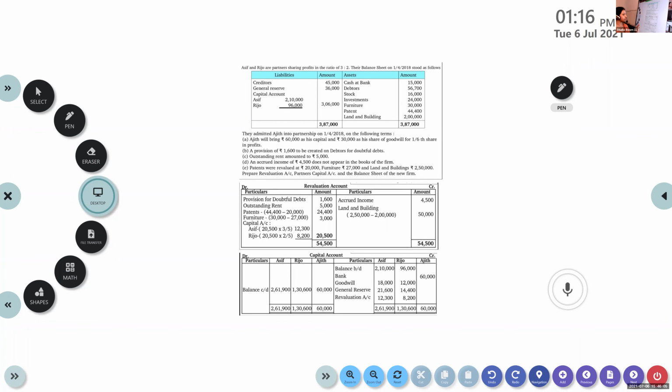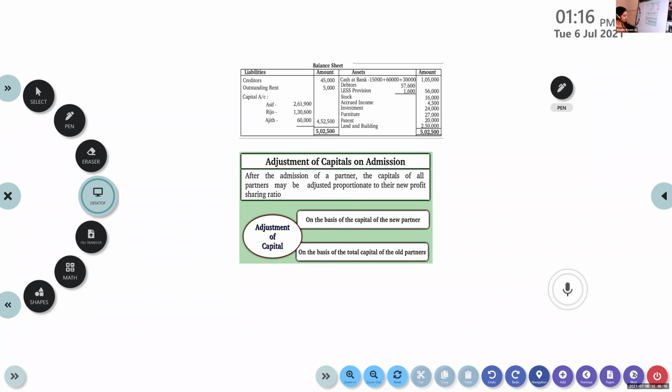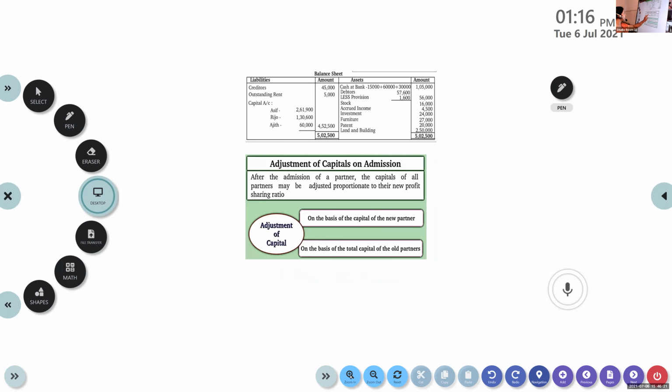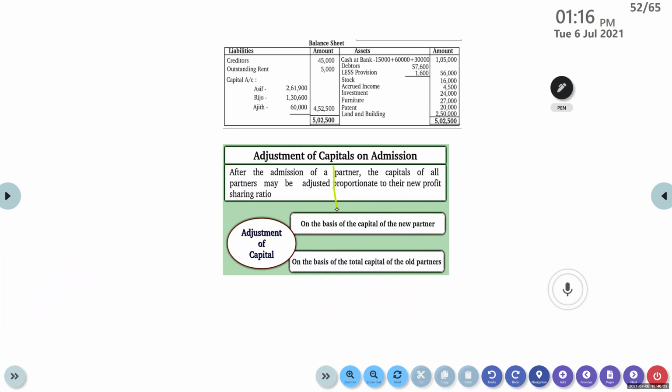So in the previous class, we stopped with capital account. Is this over? Completed? Yes. So the next step is to prepare the balance sheet.